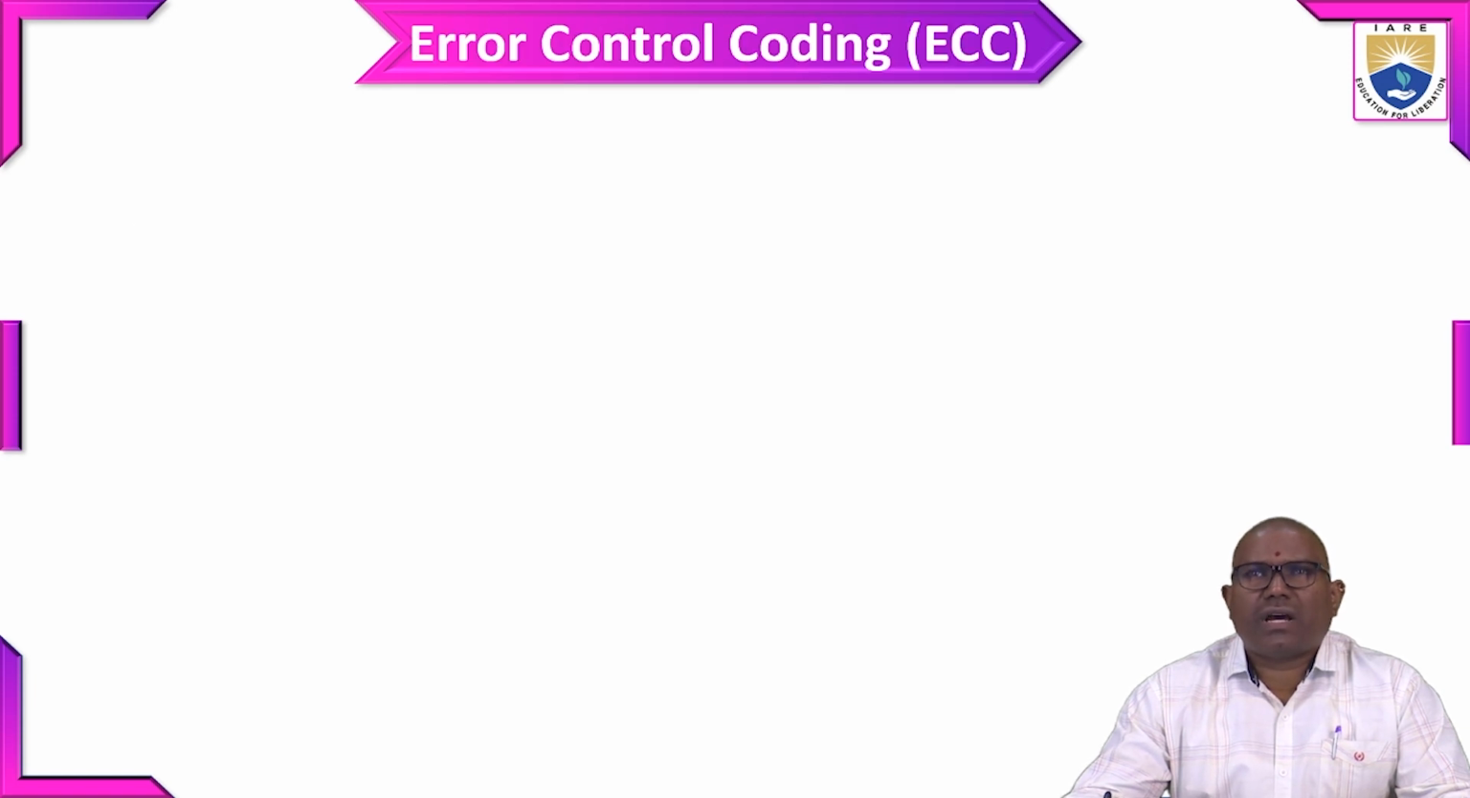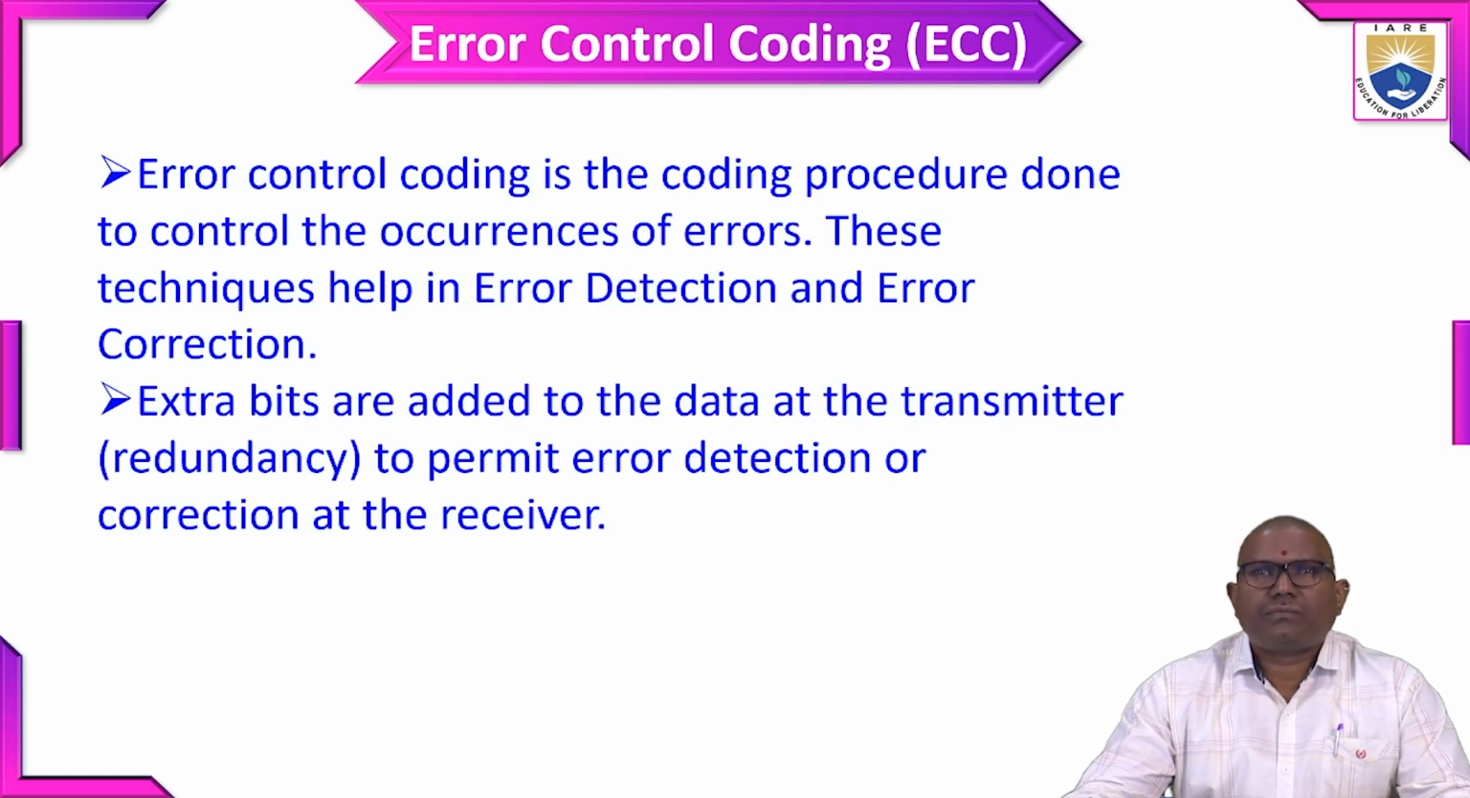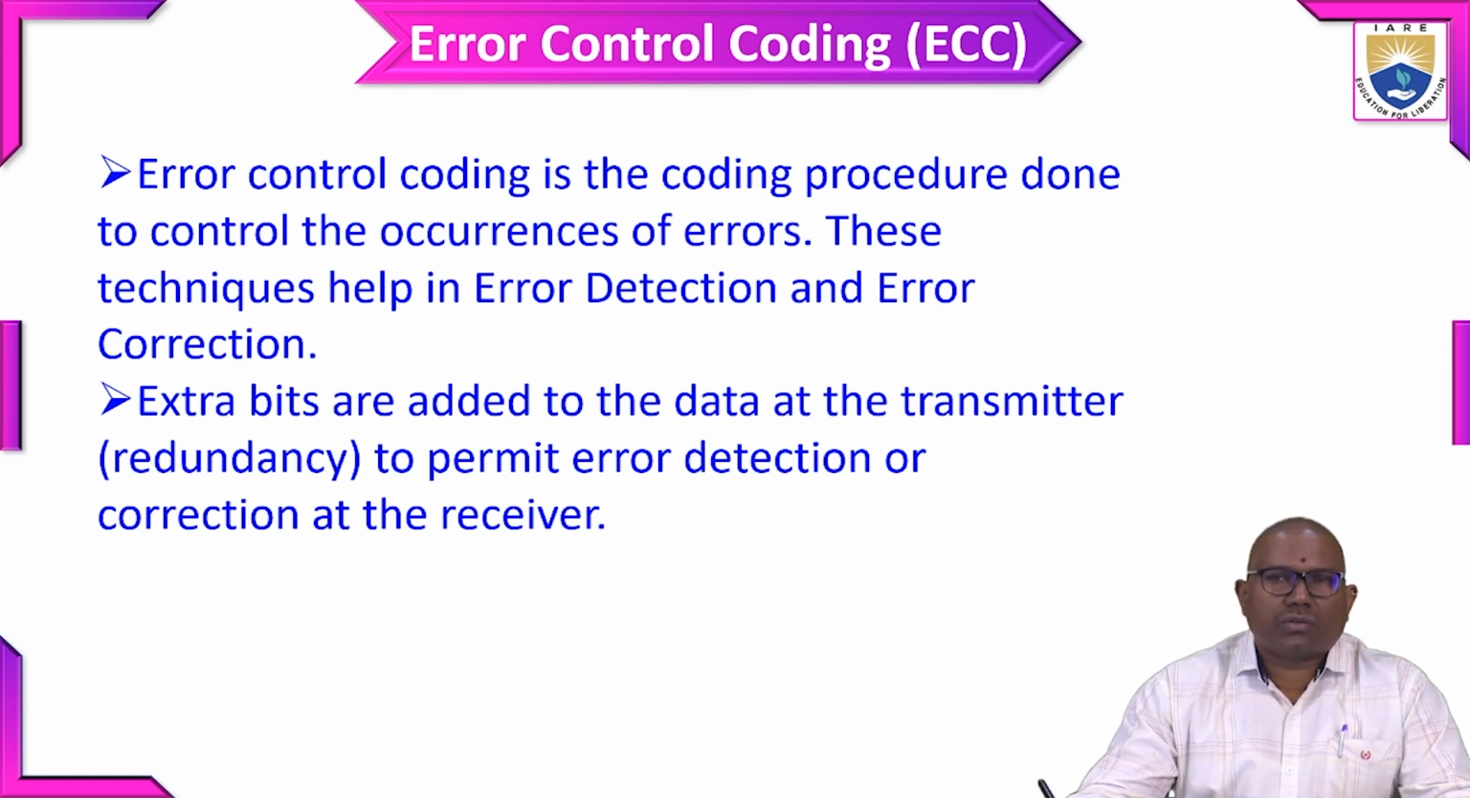First we'll go for error control coding. Error control coding is the coding procedure done to control the occurrence of errors. Due to errors, we make a number of mistakes, so we are going to control these errors. That procedure is called error control coding. These techniques help in error detection and error correction.